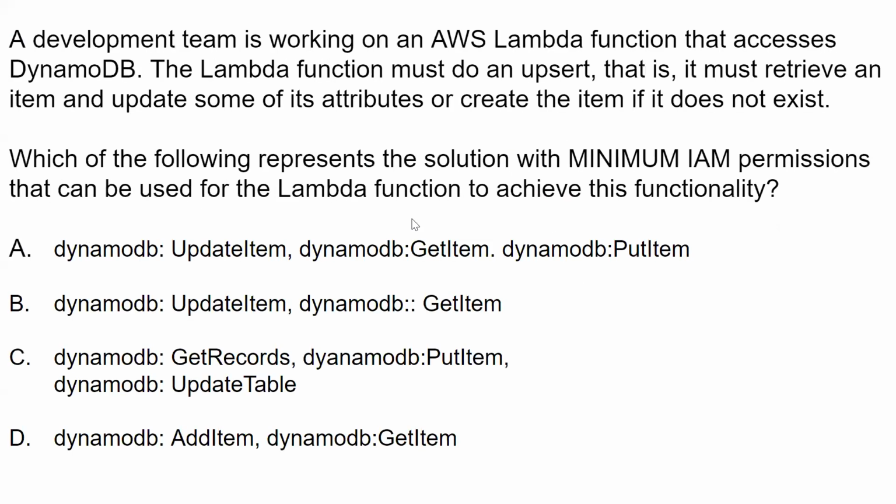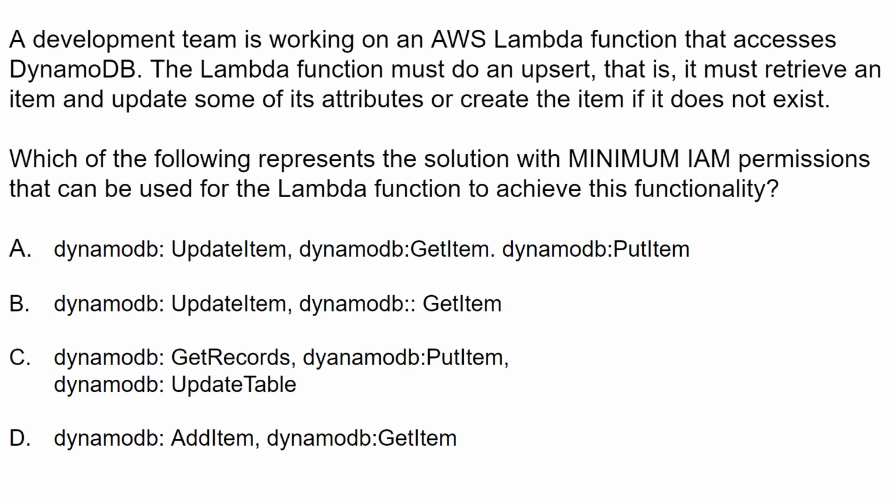A development team is working on an AWS Lambda function that accesses DynamoDB. The Lambda function must do an upsert. That is, it must retrieve an item and update some of its attributes or create the item if it does not exist. Which of the following represents the solution with minimum IAM permissions that can be used for the Lambda function to achieve this functionality? A, update item, get item, put item.